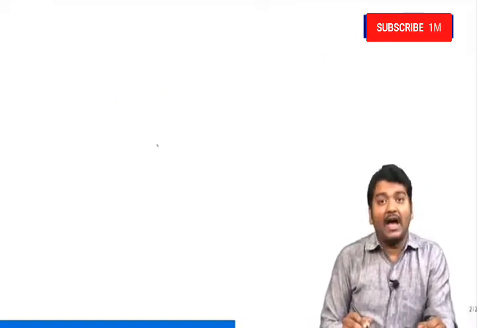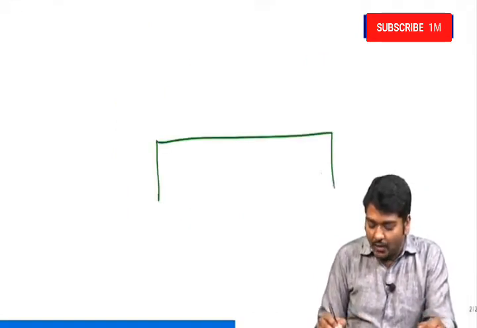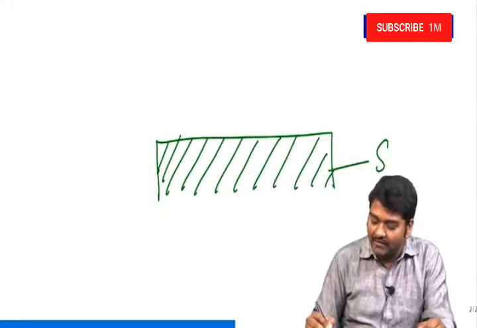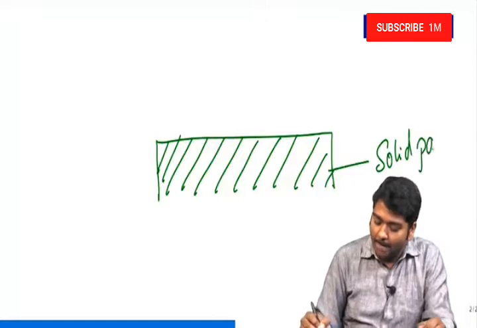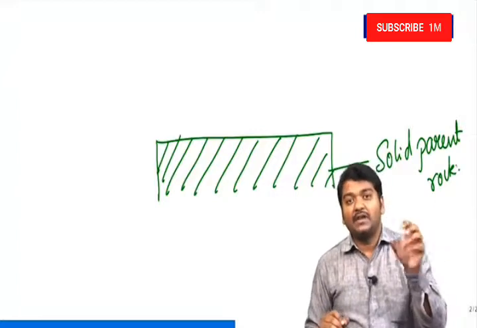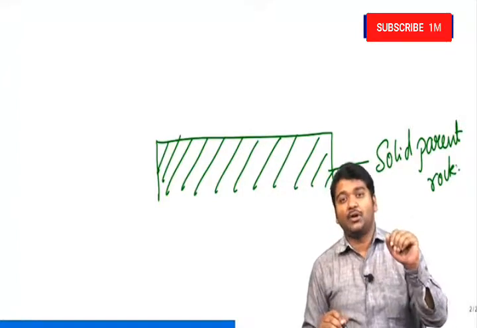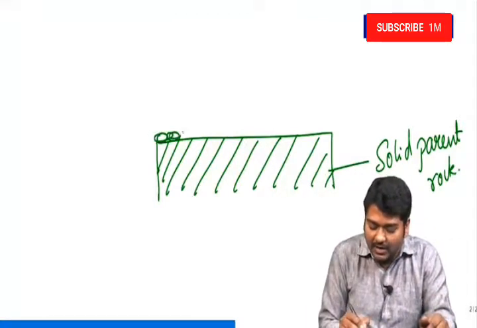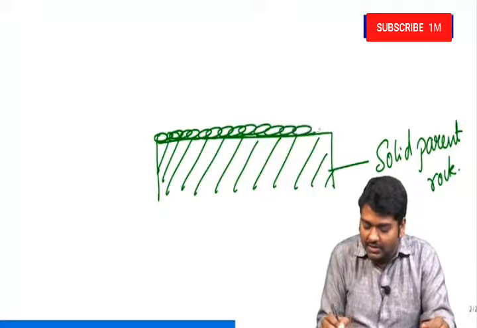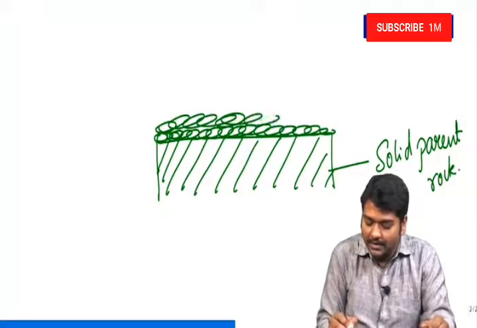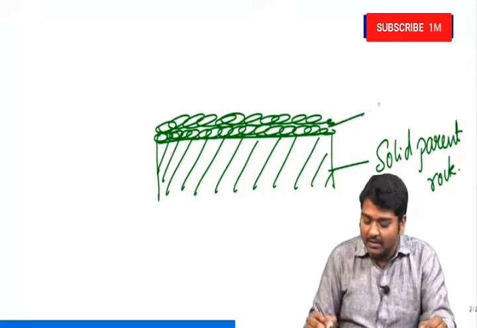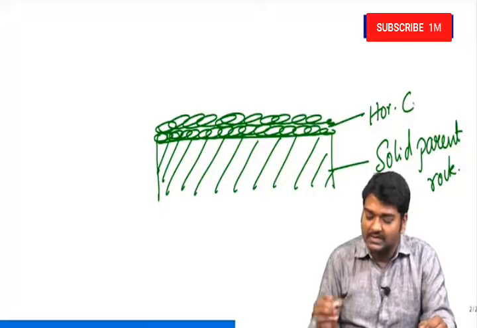Whenever we talk about any rock structure, first you have a solid parent rock present. Due to sun rays, high temperature, rainfall, glaciers and wind, this will be broken into larger particles. Correct? From where did you get this? This is obtained from the parent material. This is called horizon C.